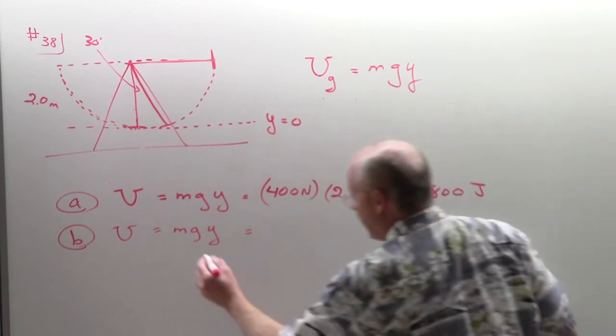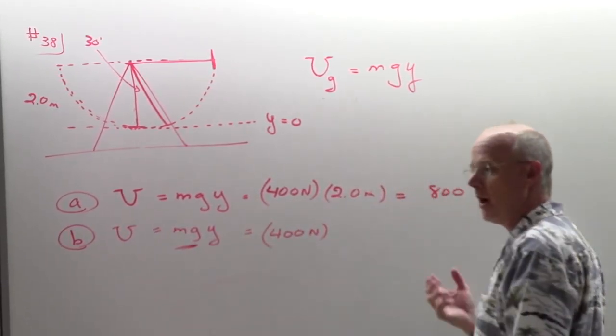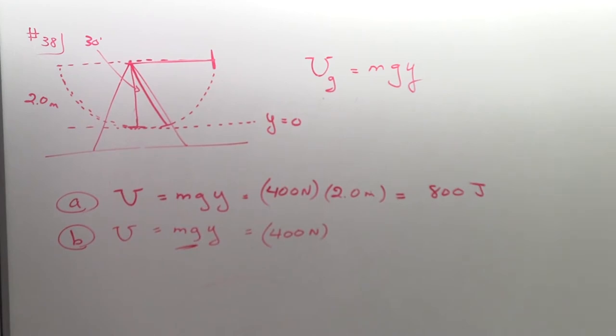All right, well, I think you already know the mg is 400, so I'll put that first. What's y? Would it be 2 meters? Would it be 2 sine 30? Would it be 2 cosine 30? And a lot of you are falling for that. 2 cosine 30. It's not easy to do.